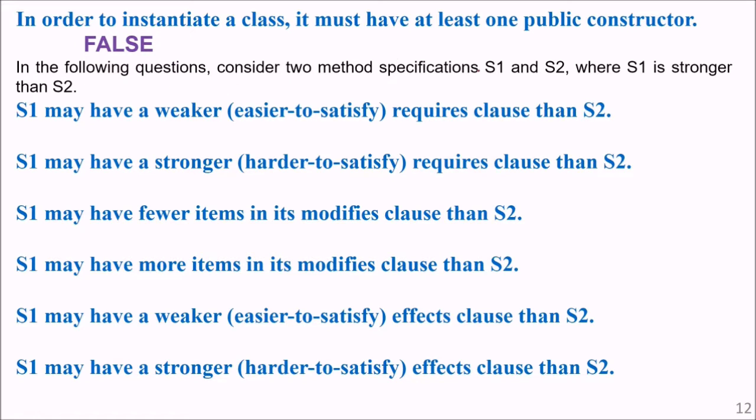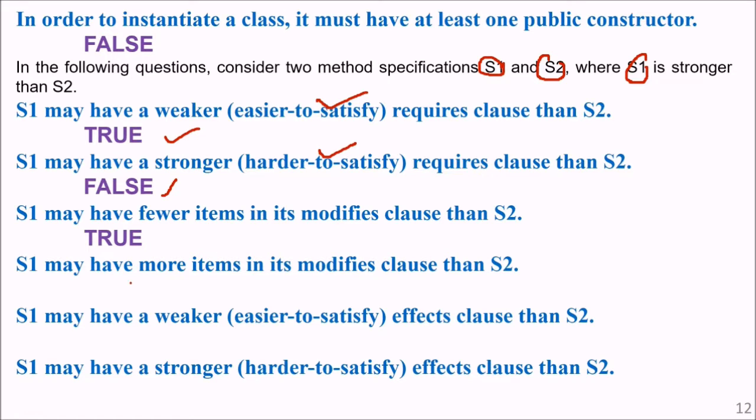We have certain questions now. We consider that two specifications are there, S1 and S2, and S1 is stronger than S2. So S1 may have a weaker, easier to satisfy requires clause than S2. True or false? It may be true. S1 may have a stronger, harder to satisfy requires clause than S2. This is false, because in these two, S1 is stronger than S2. S1 may have fewer items in its modifies clause than S2. True. S1 can have more items in its modifies clause than S2.